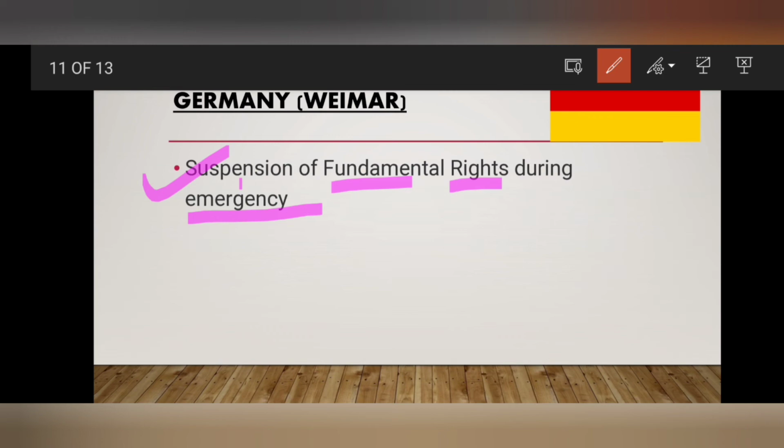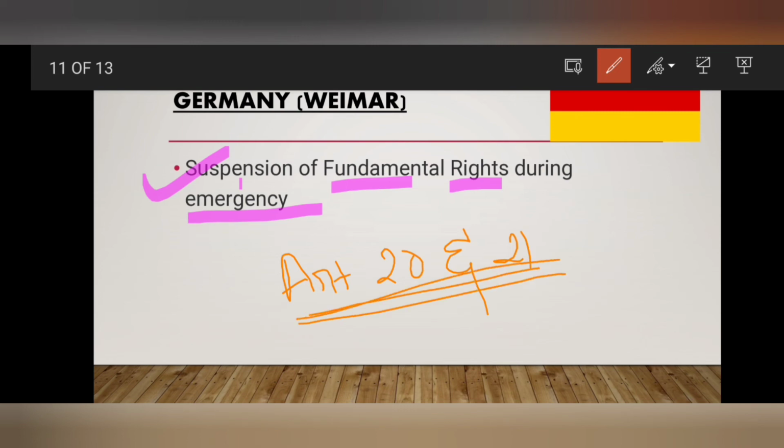during an emergency, which articles, that is, which fundamental rights, are not suspended? Remember, Article 20 and 21, these two articles, these two fundamental rights, cannot be suspended during emergency. Okay, remember this, an important one.